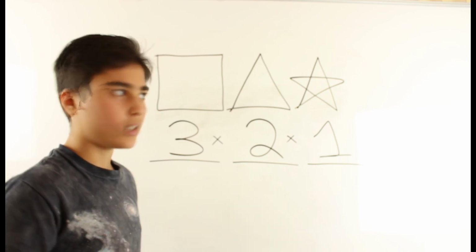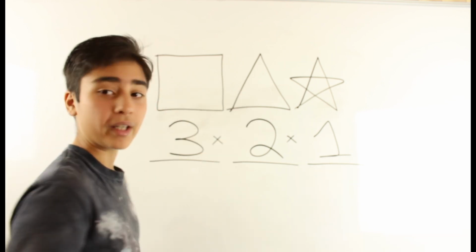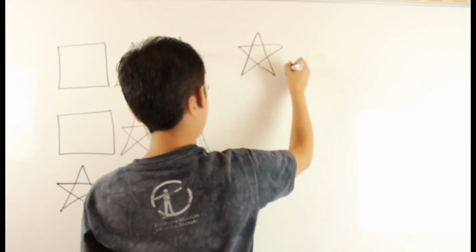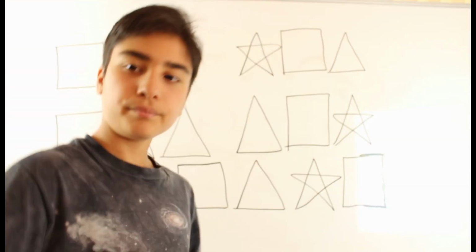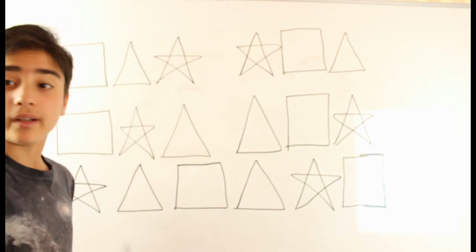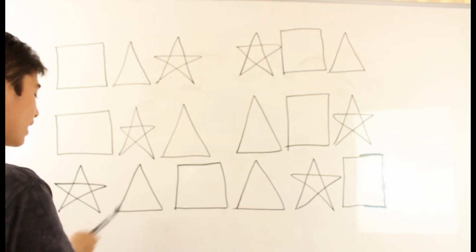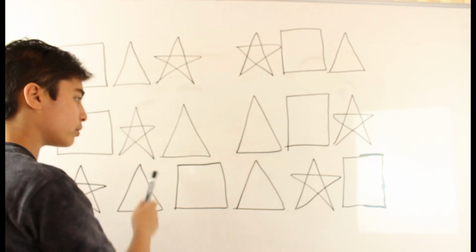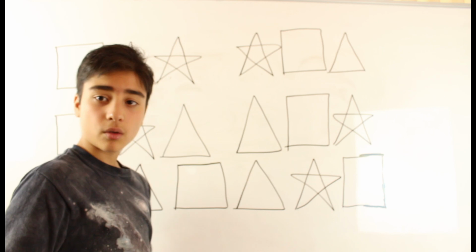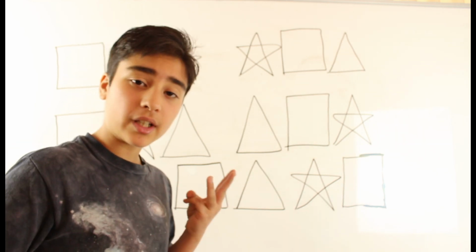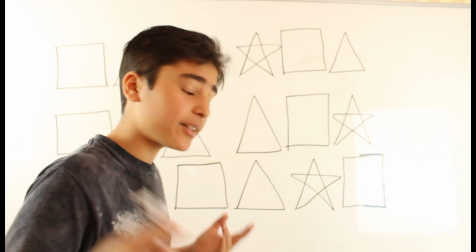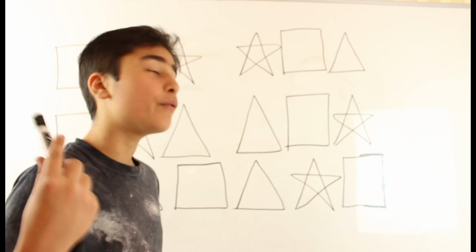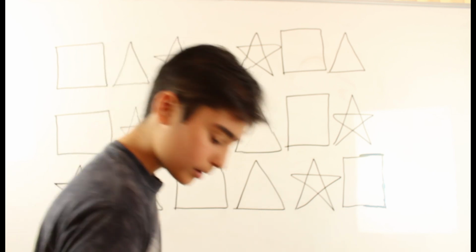this is the different amount of ways that you can arrange these 3 shapes. Actually, let's prove it. Let's see how many ways you can arrange these 3 shapes. These are the different ways that you can arrange a square, a triangle, and a star. Let's see, how many is that? 1, 2, 3, 4, 5, 6. Well, if you did the math earlier, 3 times 2 times 1 is 6. And that is what factorials are used for.